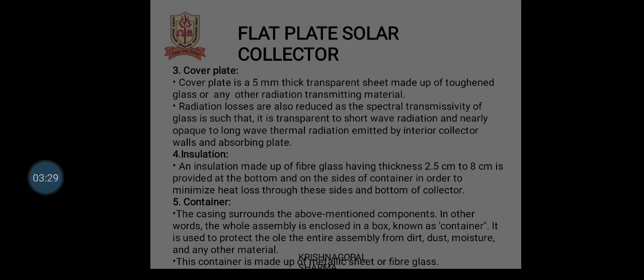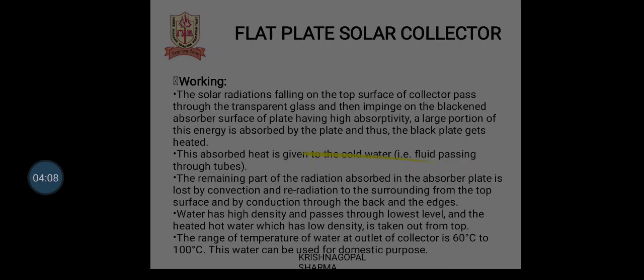Insulator. An insulation made of fiberglass having a thickness of 2.5 cm to 8 cm is provided at the bottom and on the sides of the container in order to minimize heat loss through the sides and bottom of the collector. Container. The casing surrounds the above mentioned components. In other words, the whole assembly is enclosed in a box known as the container. It is used to protect the entire assembly from dirt, dust, moisture and any other material. This container is made of metallic sheet or fiberglass.